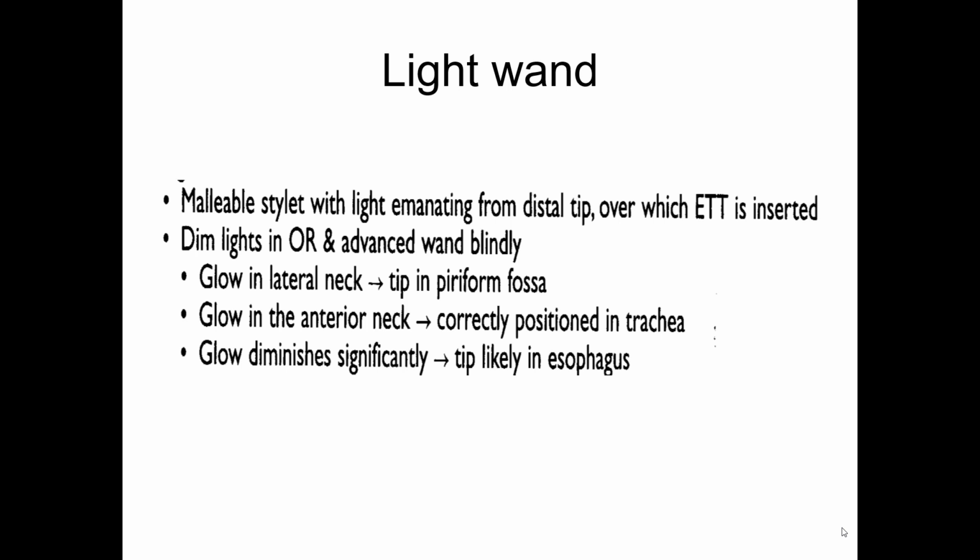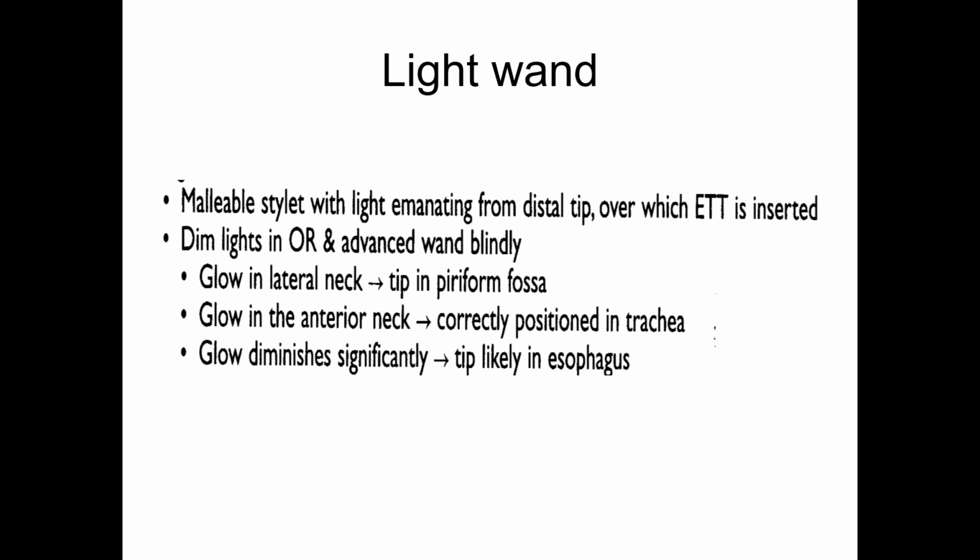Light wand is a stylet, a malleable stylet with light emanating from the distal tip, over which the endotracheal tube is inserted or slid. We manage the patient in a dark room and we search for the glow of the light. If the glow is in the lateral neck, that means the tip of the light wand is in the piriform fossa. If the glow is in the anterior neck, that means we have correctly positioned the light wand, and we advance the endotracheal tube into the trachea while pulling out the light wand.